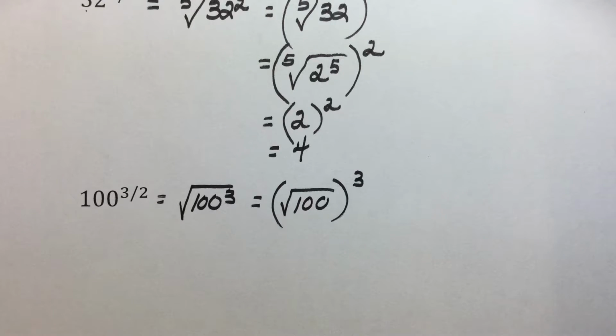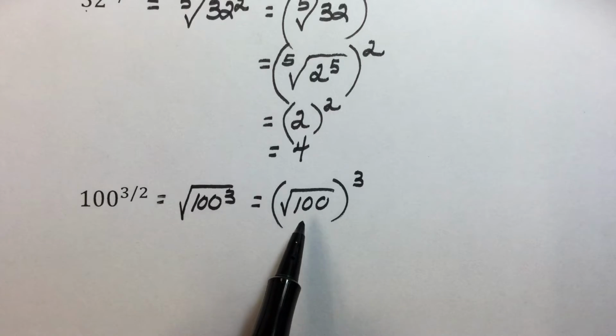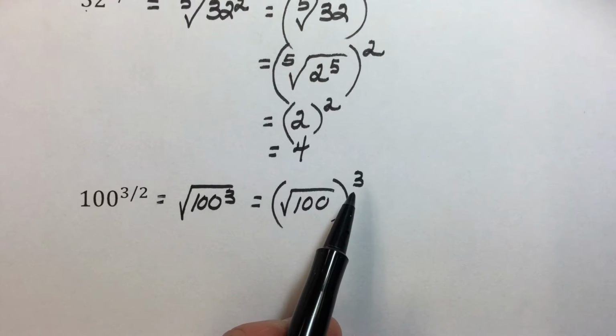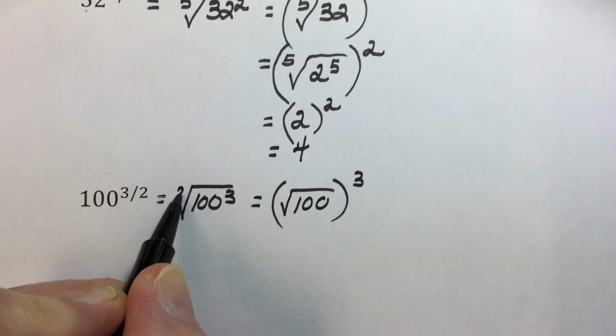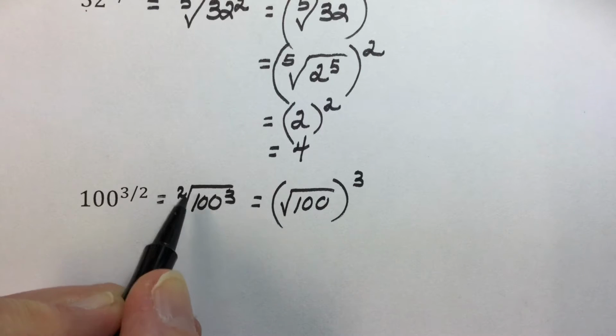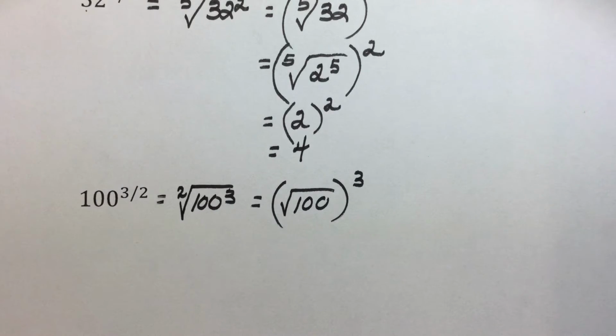Again, it's generally easier to take and simplify the radical and then deal with the power. And to illustrate where that 2 in the denominator of our exponent went, it's understood when you have just a square root that the index is 2.